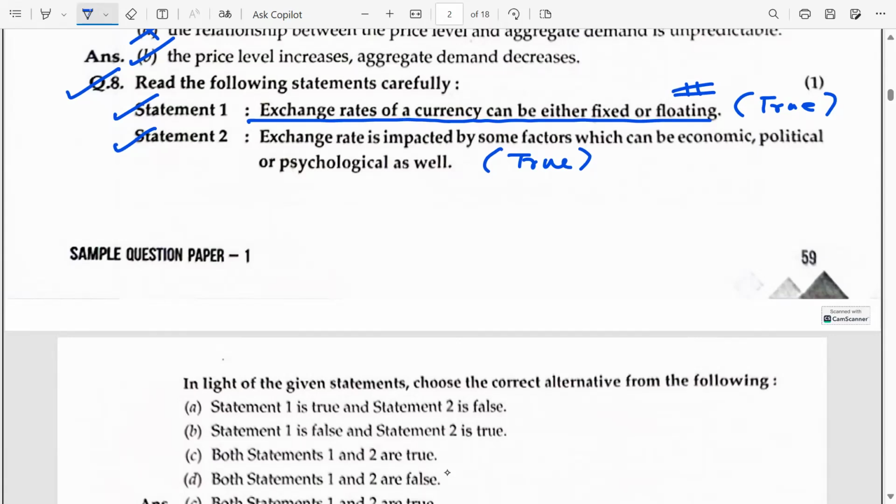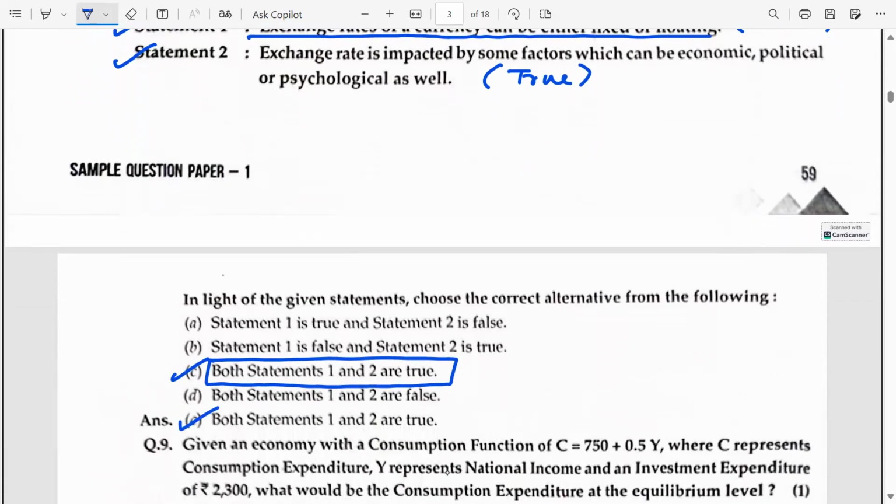Okay, so both the statements are correct. Answer is option C. Both statements 1 and 2 are true. So students can see this matching. Question number 9.